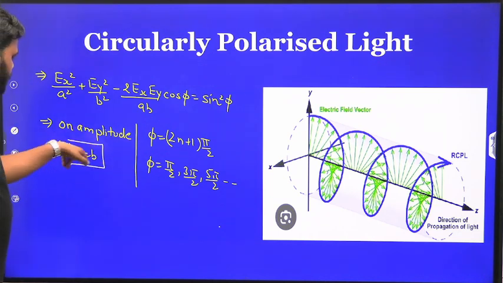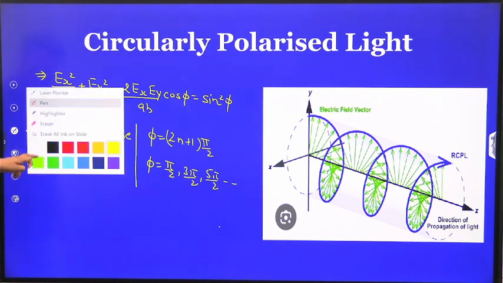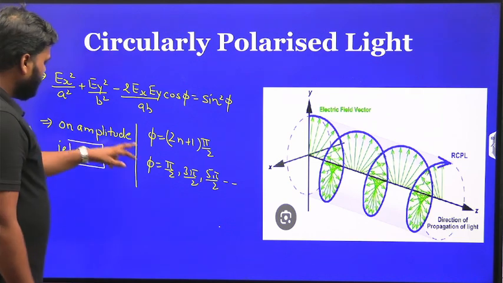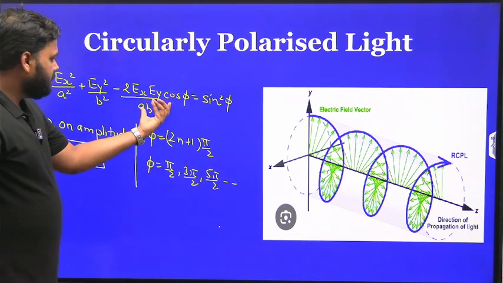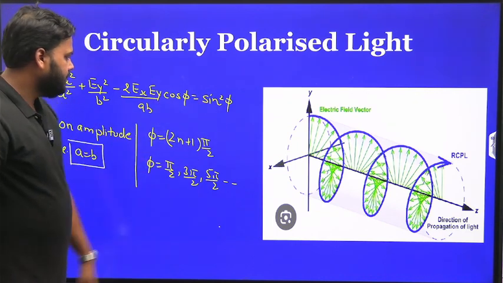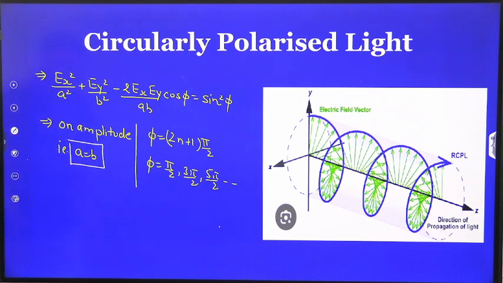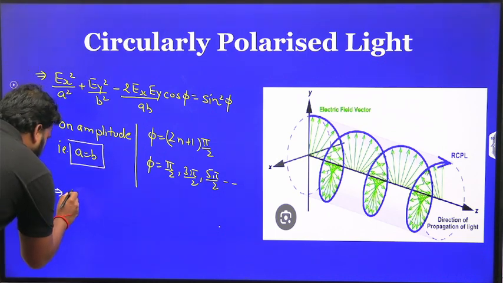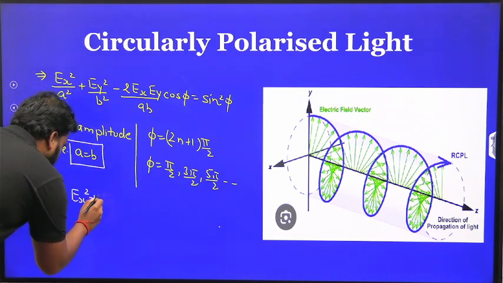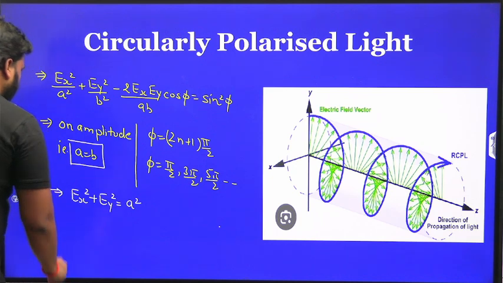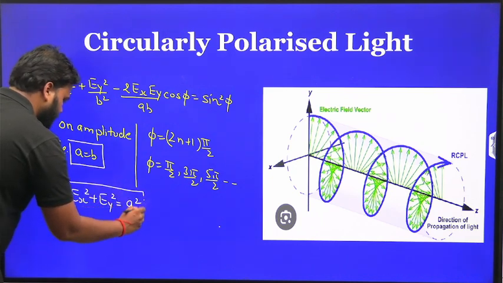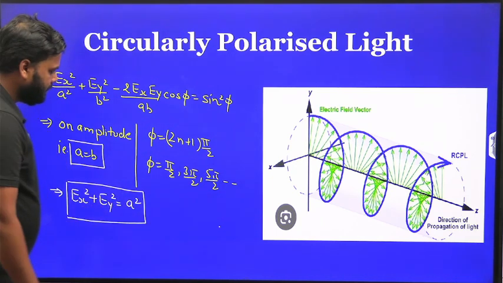Put these conditions in this equation. So what will we get? If A is equal to B and phi is equal to pi by 2, let's take 5 pi by 2, this cross term will be 0 because cos 90 is 0, and sin 90 becomes 1. And since the amplitudes are the same, it will be nothing but Ex square plus Ey square equals A square. And this is the equation of a circle.